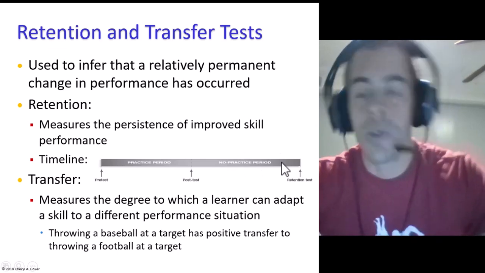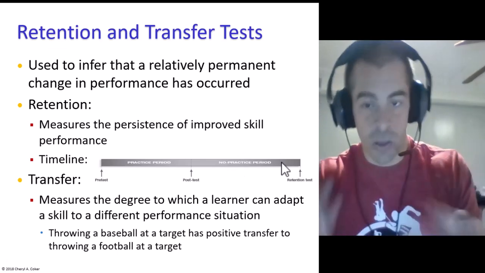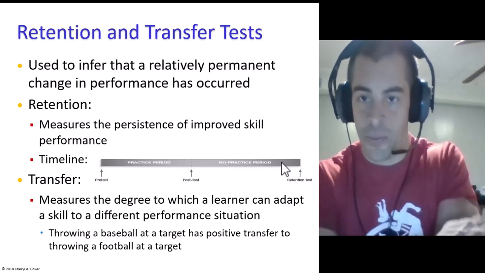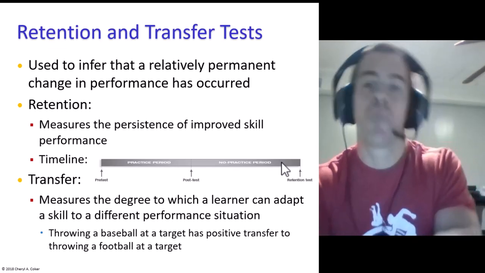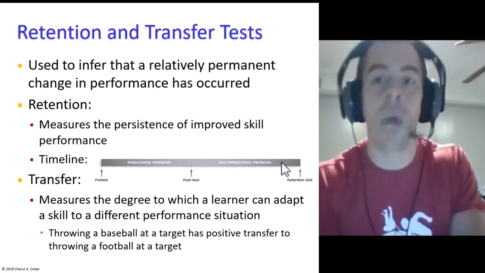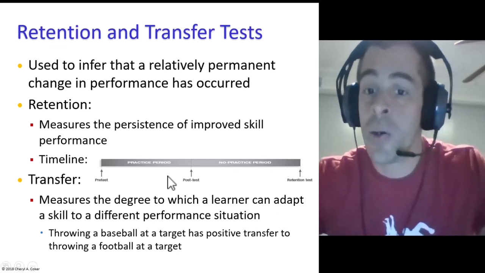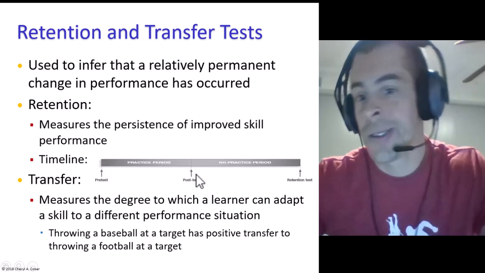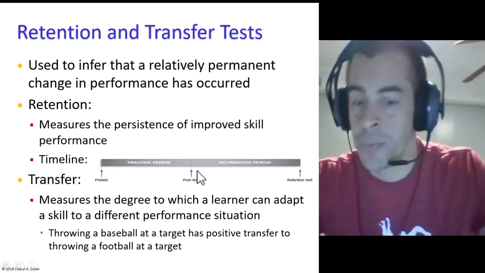So for example, let's say we were learning to juggle. I give you a pretest and see how many you can do in a row. Then we practice for whatever it is, 2 hours. And then we do a post test and see how many you can do in a row. And maybe you go from 2 to 10 times in a row.